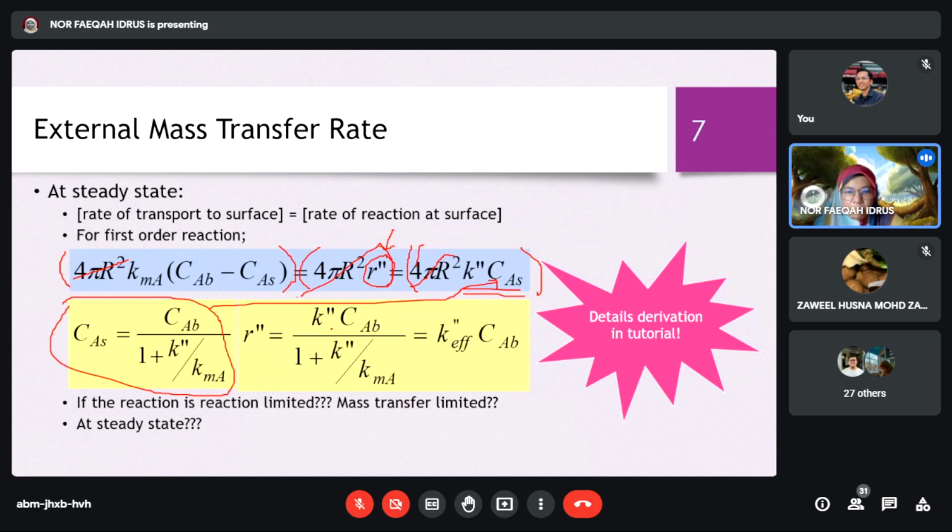And this term k is the effective k, the effective rate constant. The detailed derivation is in the tutorial. So later there will be a tutorial question. I will show the tutorial question that I have already given in the video supplement material.